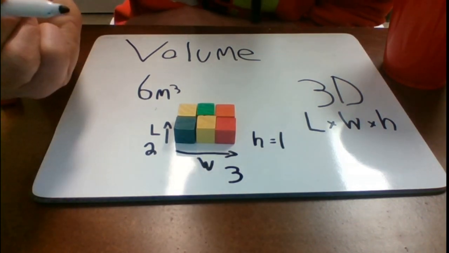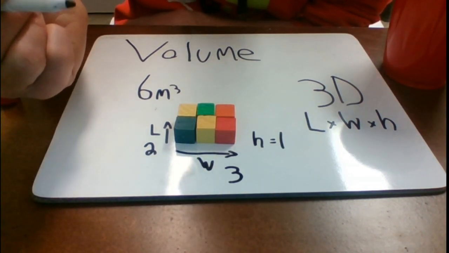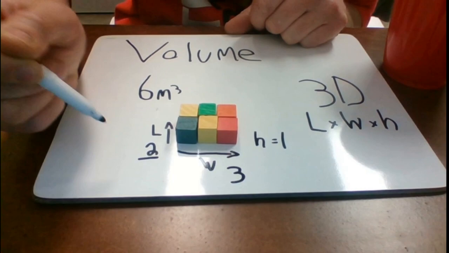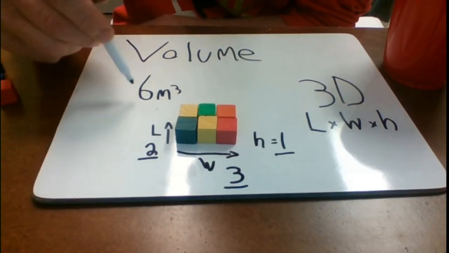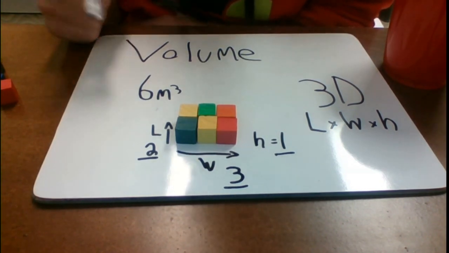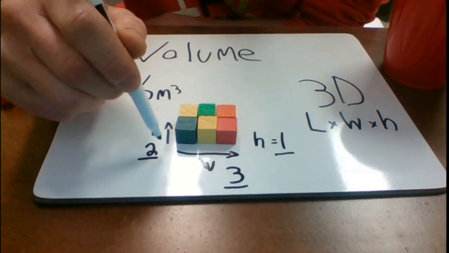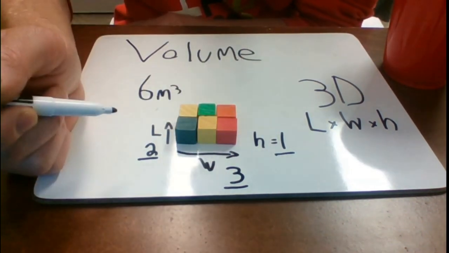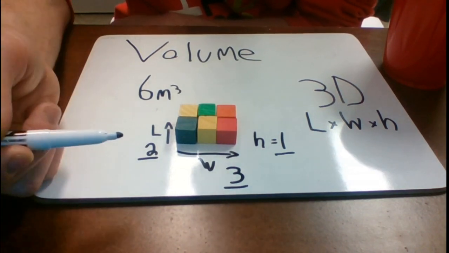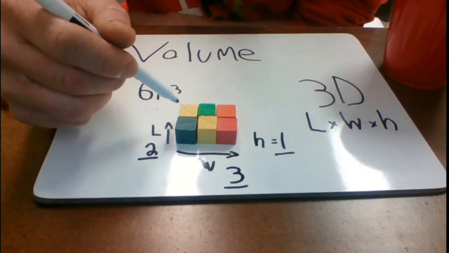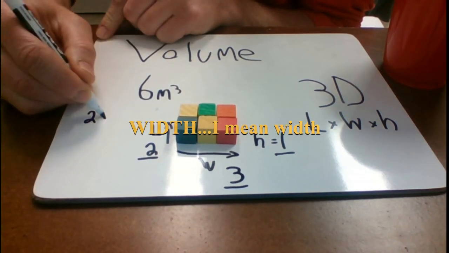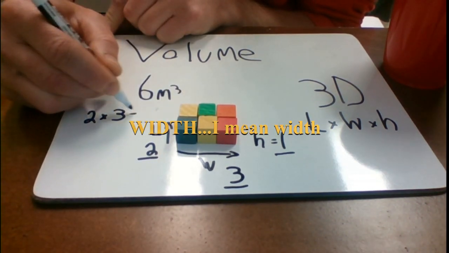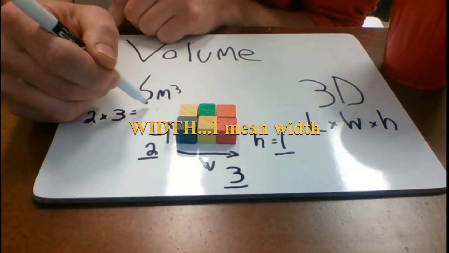Now, I wonder if we could make this into some sort of formula with these 3 numbers. The length being 2, the width being 3, the height being 1. How could we somehow get 6 meters cubed with 2, 3, and 1? Well, what if we did the length times the width equals 2 times 3 equals 6.